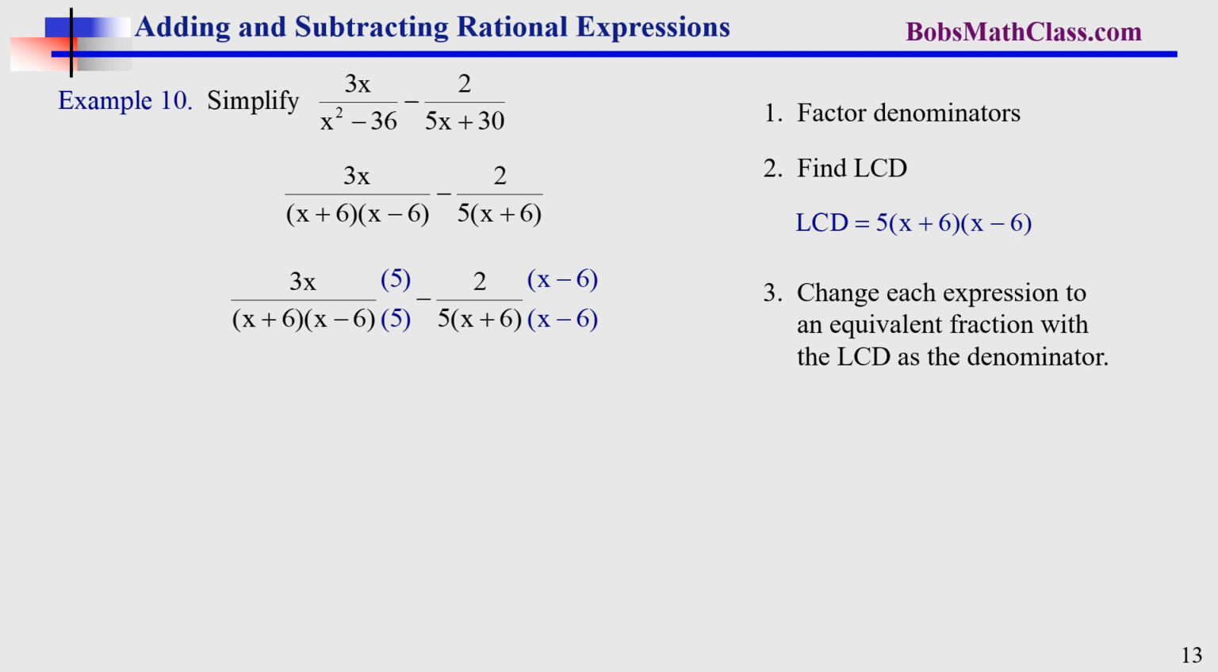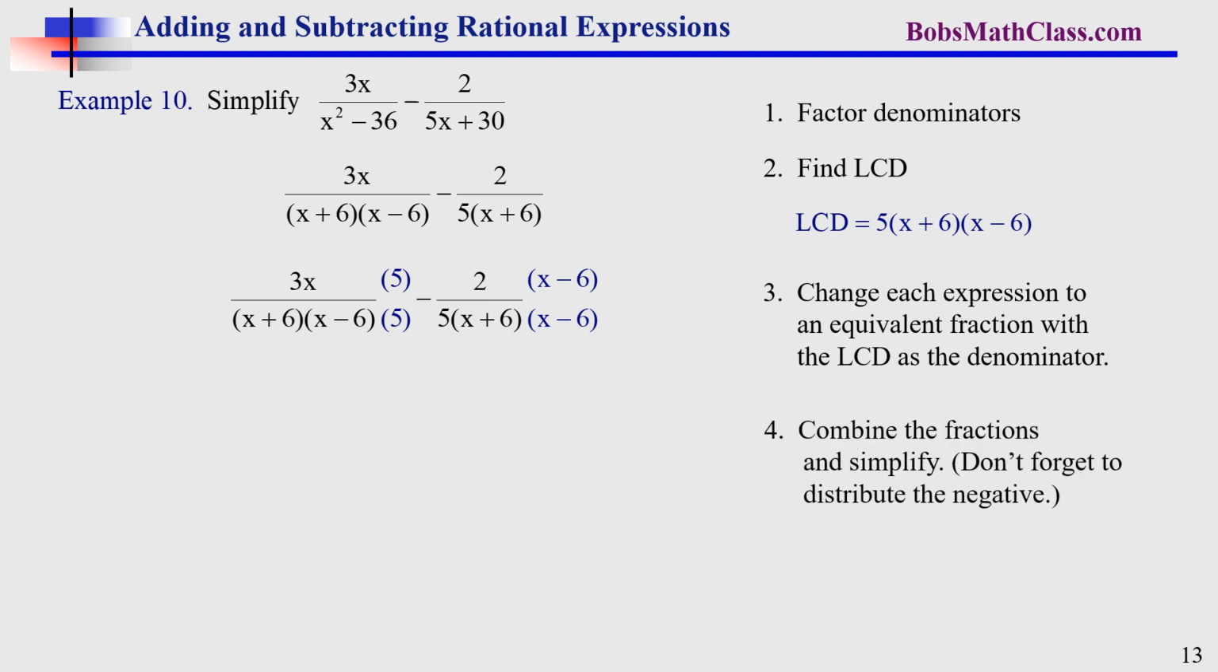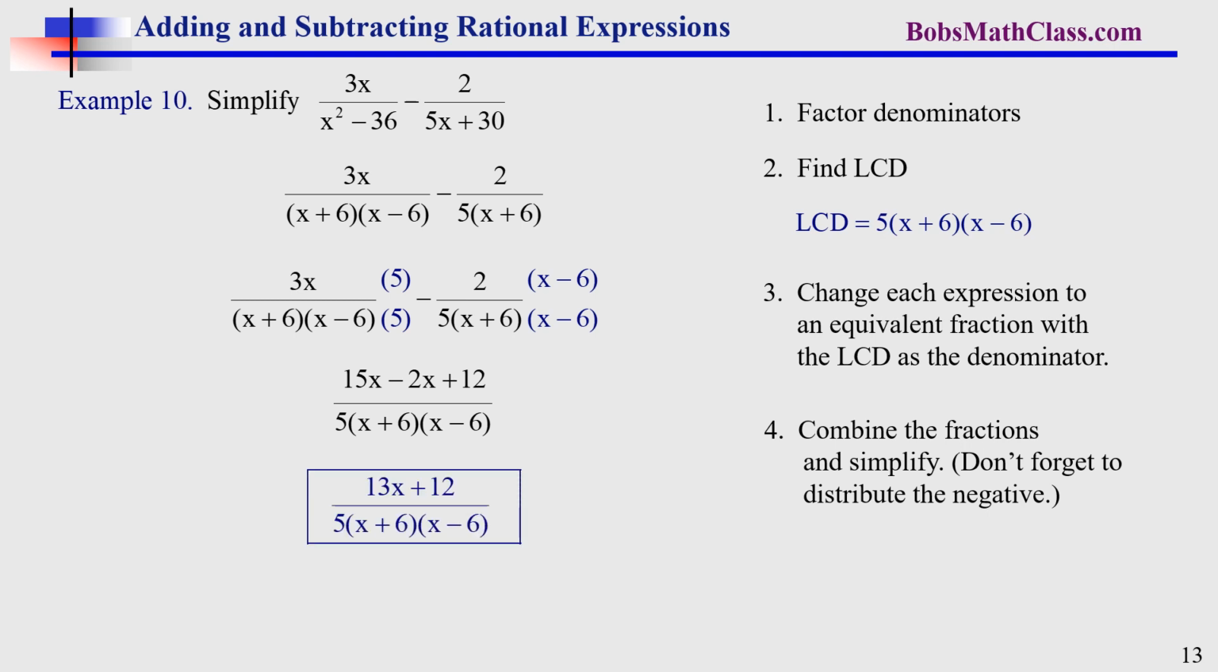So that 5 you could have put in front or after the 3x, didn't matter. The x minus 6, I would definitely put that after the 2. So now distribute. The 5 times 3x, that's going to be 15x. And then distribute the 2. Oh, wait, not 2, negative 2. So 3x times 5 is 15x, negative 2x plus 12. Add the like terms: 13x plus 12 over 5 times x plus 6, x minus 6.